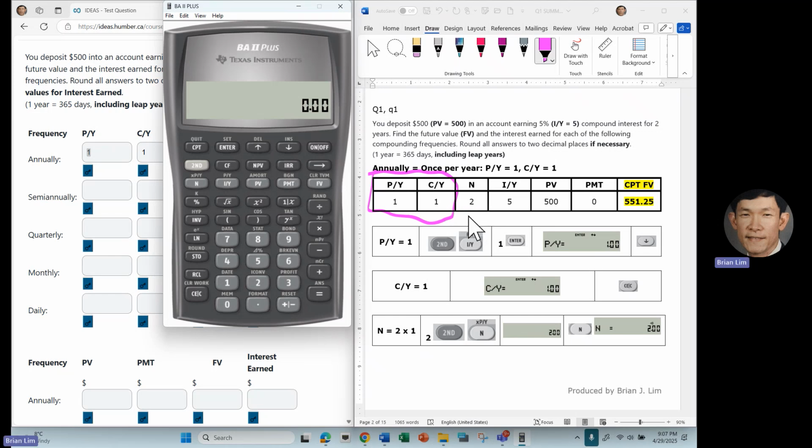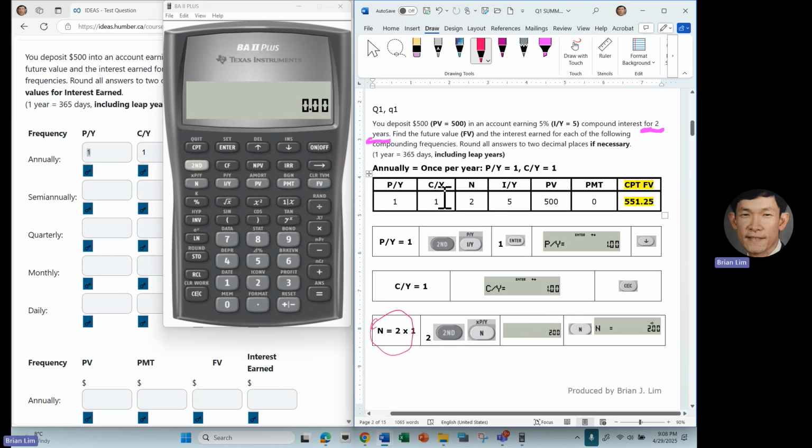N is a value that's computed by multiplying the PY value, which is the same as the CY in this case, by the number of years. In this case, it is right up here. It says 2 years. All right, so there we are. Okay, so that is how we will get this N value as being 2.